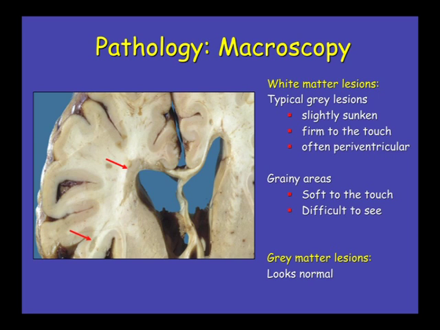They're slightly shrunken, and if you touch them, they're quite firm, so it's like a scar. And they're often round the ventricles, so this is why we call them periventricular. These are the ventricles. There are also the grainy areas, and these are more soft if you touch the brain. They're slightly soft, and they're more difficult to see. We can't see them on this section here. And the damage to the grey matter, we can't see. So there is damage here in the grey matter, but you just can't see it with the naked eye.